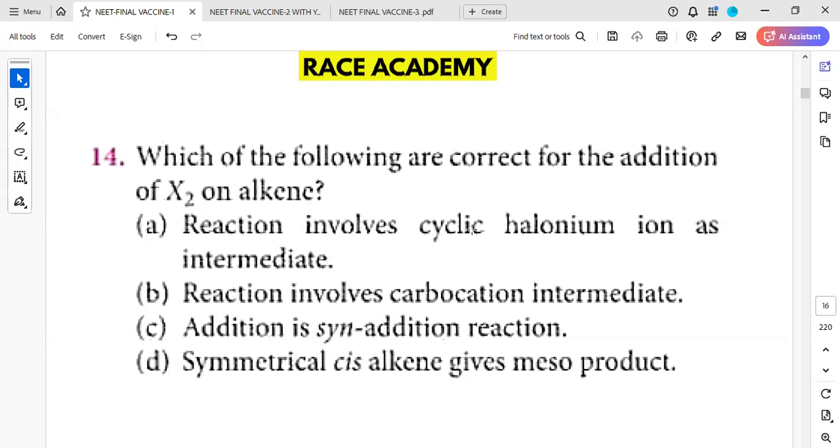Second one, why is it not important? Reaction involves carbocation intermediate. No. Addition of syn addition reaction. No. Symmetrical cis alkene gives meso product. No.